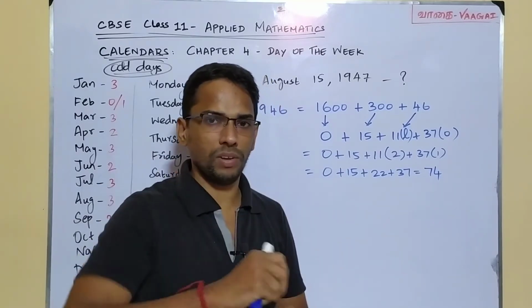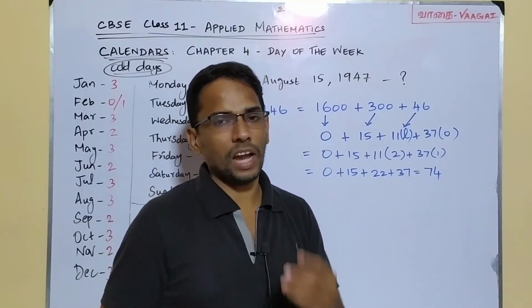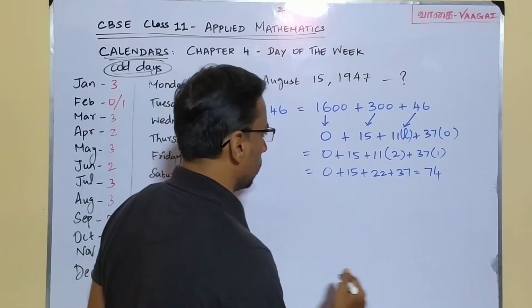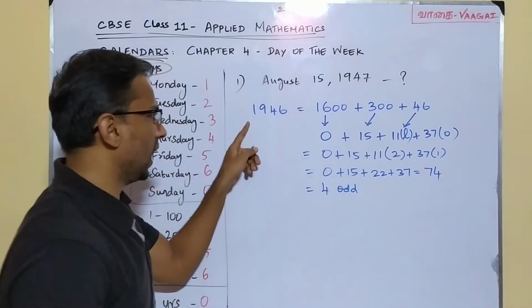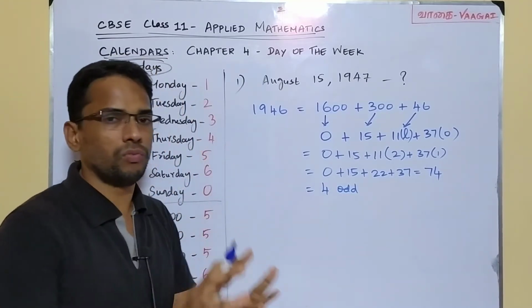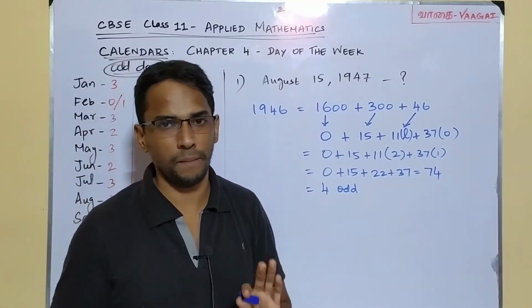So divide 74 by 7. You will get 10 sevens, and you will have 4 as the remainder. Is it or not? So in that case, you will have 4 odd days. 4 odd days. So for 1946 years itself, we have got 4 odd days. This is what we have done so far.